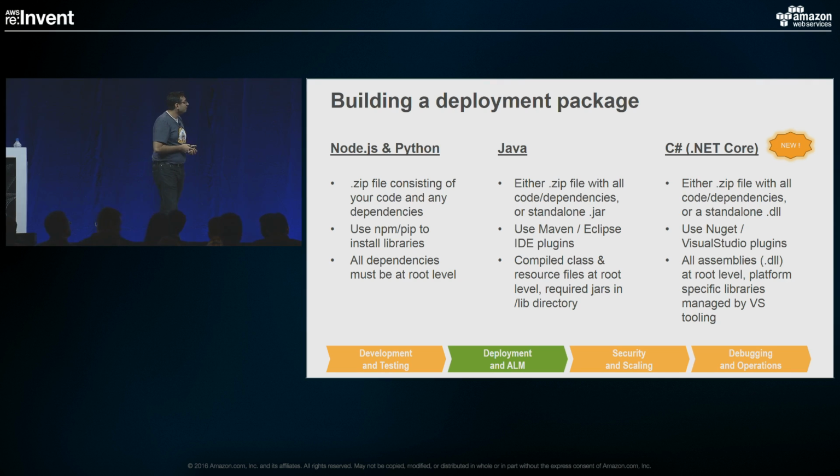So with Node.js and Python, it's kind of easy. You can do an npm or pip install of all of these libraries, install everything into one zip folder, and upload it, and we'll run the whole thing. With Java, you can do the same thing. You can upload a zip or a jar. But the benefit of Java is you can use the existing IDE plugins like Maven and Eclipse. And you can include not just the compiled class files, but also all the required jars in that lib directory, and we'll include everything when we are running the Lambda function. Same thing with C# that we announced this morning.